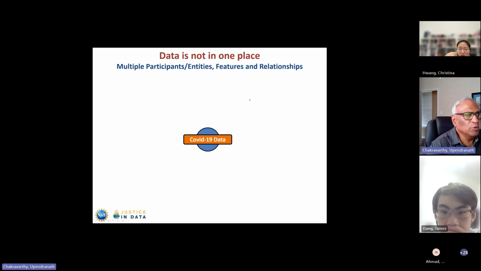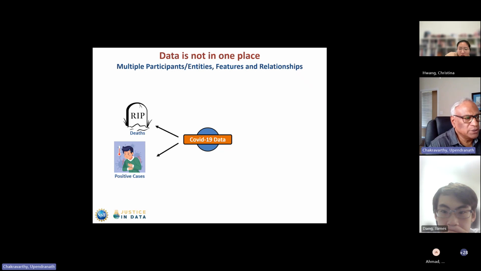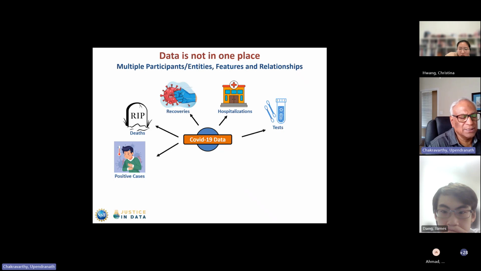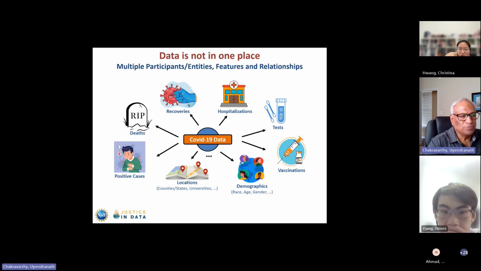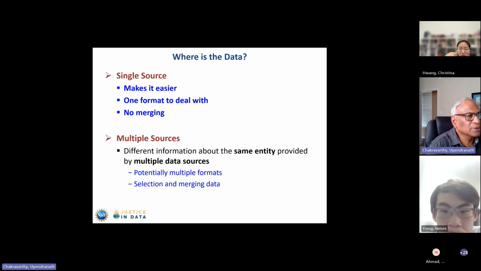So data is not in one place: multiple participants, entities, features. You have one source that may give you positive cases, one source that may give you deaths, recoveries, hospitalization, tests, vaccinations, demographics, location. So this is what a multi-source data analysis looks like. This is in the context of COVID. It may vary for others.